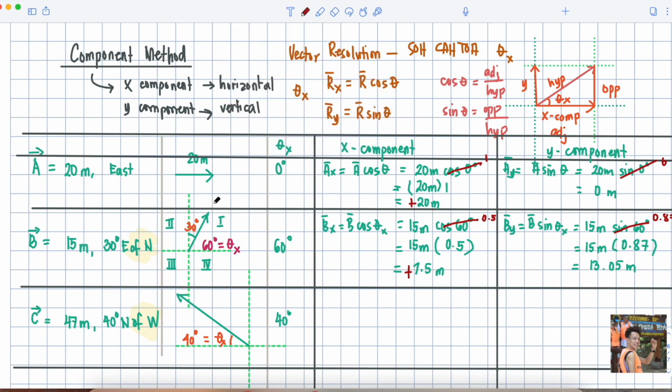Again, let's look into our vector. The vector is found along quadrant 1, wherein its y component lies along the positive y. Therefore, the y component of this vector takes positive sign. Now let's proceed to vector c.